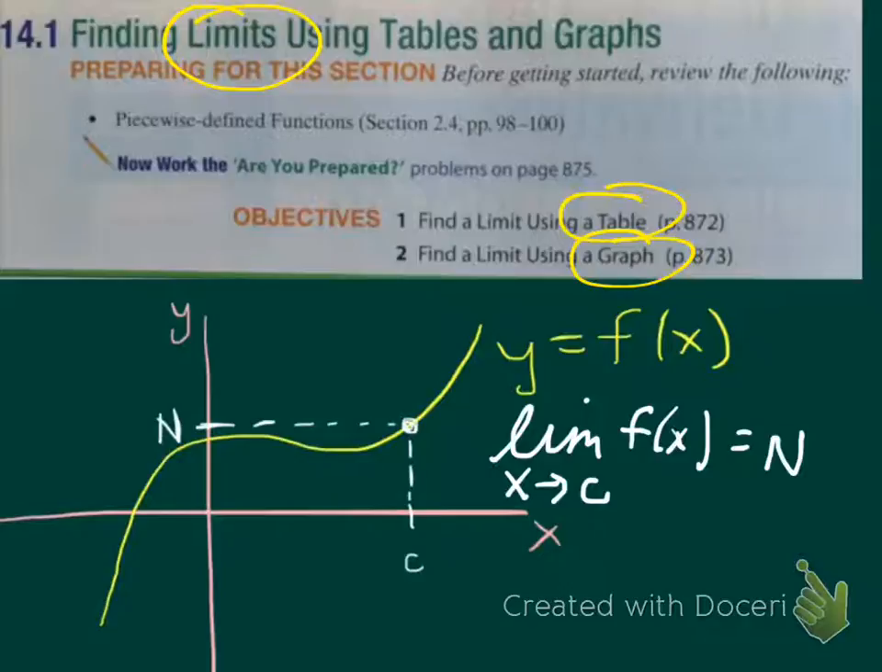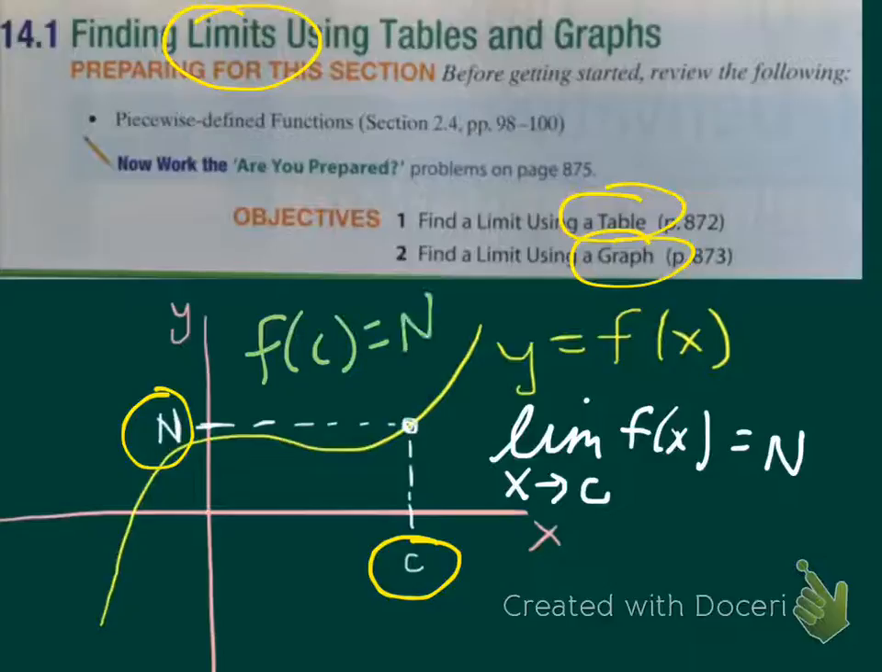The limit of a function, and that's what we have down here. This yellow curve represents the graph of y equals f of x, and you can see there's a specific value of x along the x-axis. We'll call that c, and we know that f of c is equal to n in this example. Using calculus and limits, we say that the limit of f of x as x approaches c is equal to n.